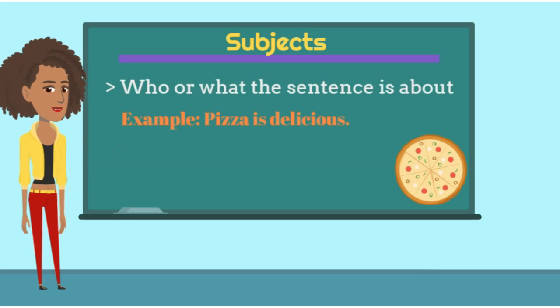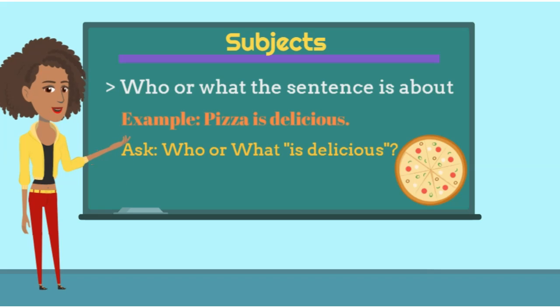For example, in this sentence, pizza is delicious. In order to find the subject, we must ask ourselves who or what the sentence is about. Another easy trick is to find the verb first. So in this case, the verb is the word is. So we ask the question, who or what is delicious? And the answer is pizza. Therefore, pizza is the subject.